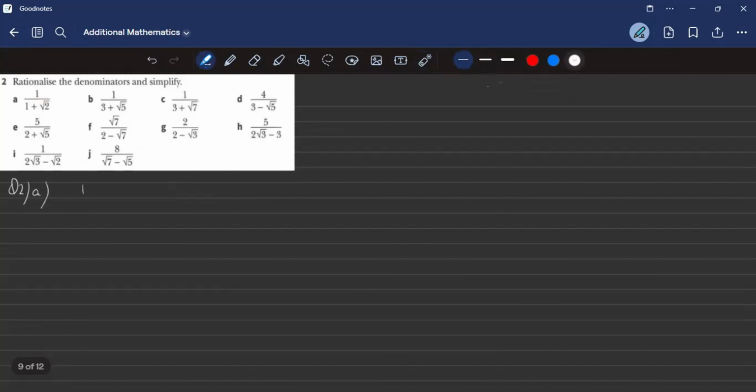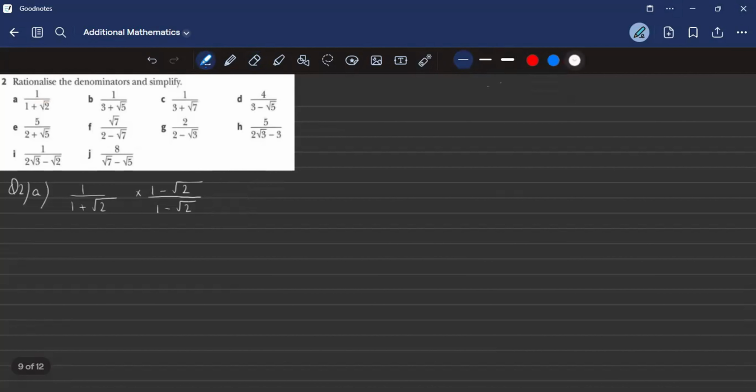So question number 2, part A. 1 divided by 1 plus under root 2. We multiply this by 1 minus under root 2, which is the conjugate surd, as we have discussed before, and divide by 1 minus under root 2. I'm just repeating this concept: 1 minus under root 2 divided by 1 minus under root 2 is basically equal to 1. So we are multiplying by 1 in simple terms here.